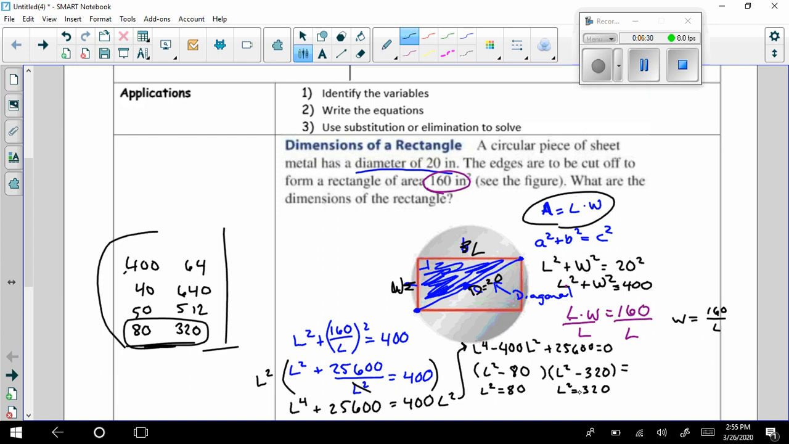Typically what happens is one of these is going to be your width and one is going to be your length. So we've actually gotten both answers here. We're going to take the square root. Because it's a word problem, we don't need the plus or minus because we can't have minus a dimension. So we have 8 and 10 if we break this down.